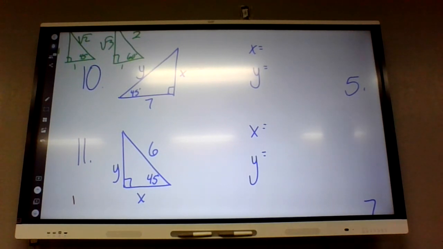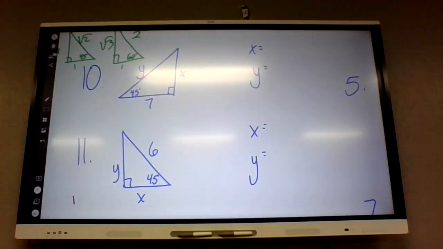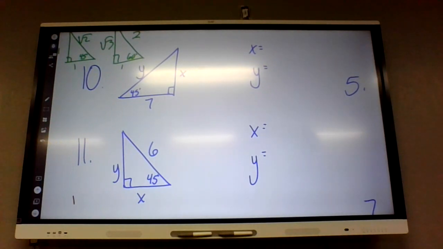So wait, when do you divide again? If you're going up to a larger side, you should be multiplying, right? It gets bigger. So for example, if you go from a leg to the hypotenuse on a 45, 45, 90, it's square root of 2 times bigger, so you multiply by square root of 2. If you're going down from the hypotenuse to the leg, you divide by square root of 2. You're going to keep that up for tomorrow. Is it the same thing with the other? Yes. If you're going from 1 to the square root of 3, you multiply. If you're going from the square root of 3 to 1, you divide.